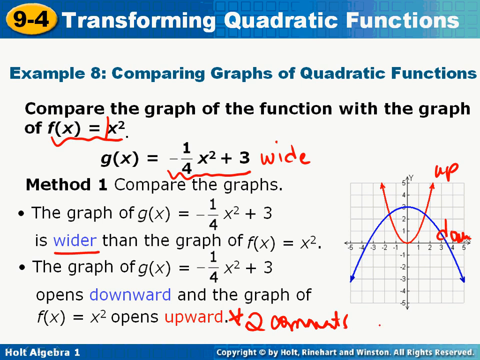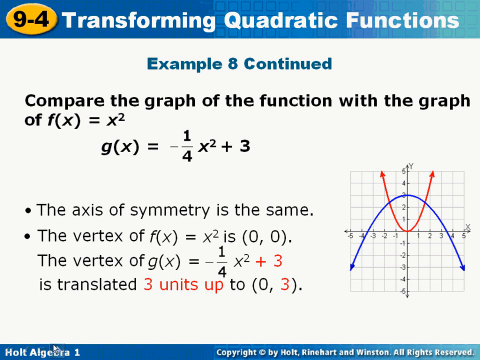The things that you should comment on is always talk about the width of the parabola. And the second thing is to compare the y-intercepts or the vertex. Okay, if you look at the graph, you can see the axis of symmetry is the same for both of them. The vertex of x squared is 0, 0. The vertex of g of x is 0, 3. And the final thing you would need to say is that the vertex for the g of x is shifted up 3, and it's also going down.